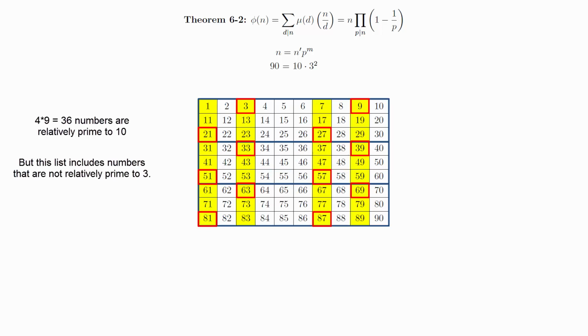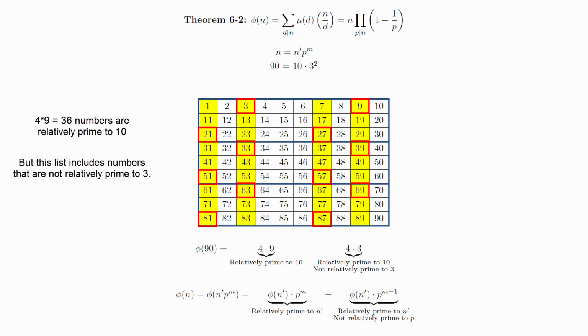Furthermore, each block will have the same pattern of removed terms modulo 30. There are 3 of these blocks, and each block has 4 extra multiples of 3 in them, so we must have that phi of 90 is equal to 4 times 9 minus 4 times 3. In general terms, we could write it like this. This represents the total number of terms that are relatively prime to n prime, minus the number of those terms that are not relatively prime to p.